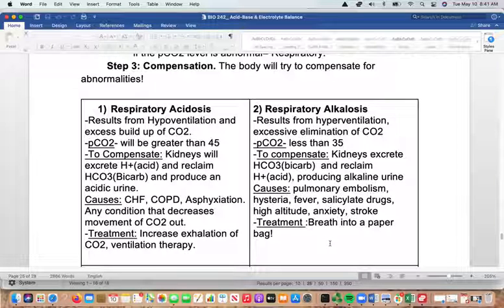With respiratory alkalosis, this results from hyperventilation. You've got excessive elimination of carbon dioxide. The pressure of carbon dioxide is less than 35. So to compensate, the kidneys will excrete bicarbonate and reclaim the acid to produce alkaline urine. Things that can cause this: pulmonary embolism, hysteria, fever, salicylic drugs. So that would be things like aspirin, high altitude, anxiety, stroke. So the treatment is to breathe into a paper bag. That's to try and regain some of the carbon dioxide.